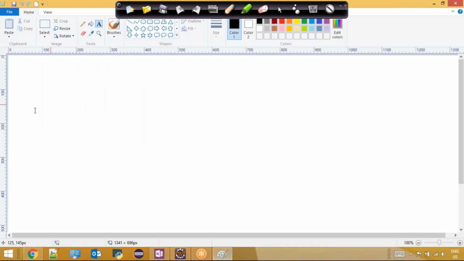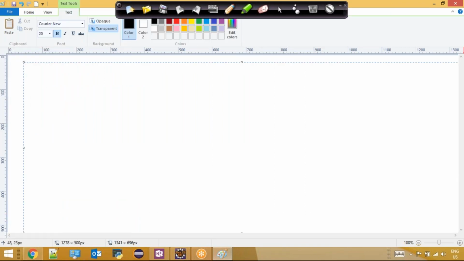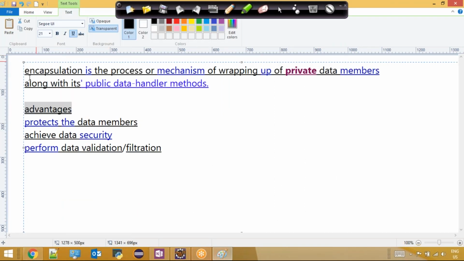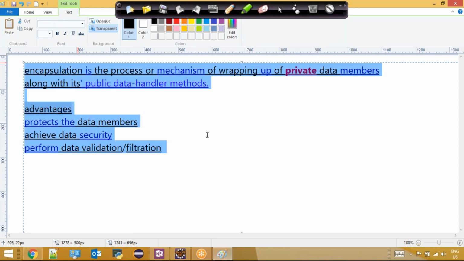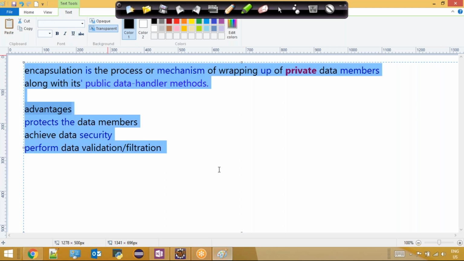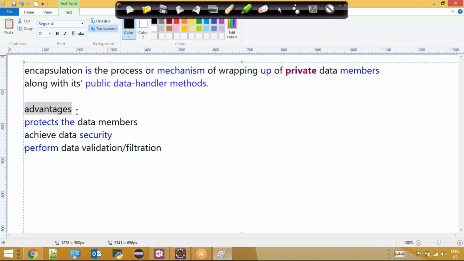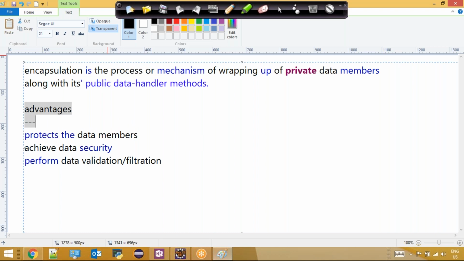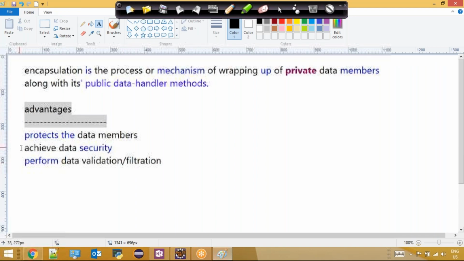I'll write it somewhere for you guys. Right. This is encapsulation. These are all the advantages of it. It protects the data members, we can achieve data security, we can perform data validation or filtration. These are all the advantages of encapsulation.